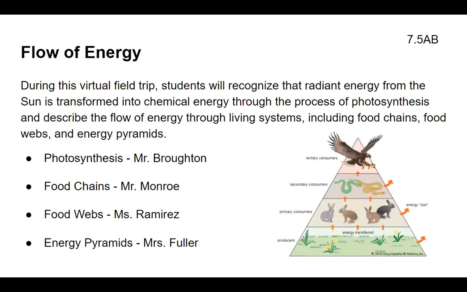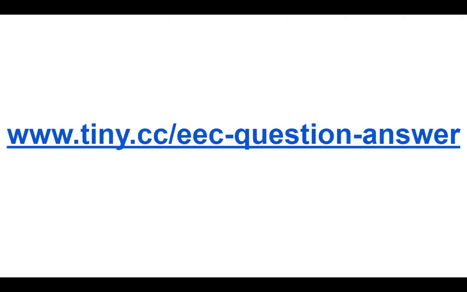This morning, we're going to do a program called Flow of Energy. During this virtual field trip, students will recognize that radiant energy from the sun is transferred into chemical energy through the process of photosynthesis and describe the flow of energy through living systems, including food chains, food webs, and energy pyramids. Mr. Broughton will introduce you to photosynthesis. Mr. Monroe will talk about food chains. Mr. Myers about food webs. And Ms. Fuller will cover energy pyramids.